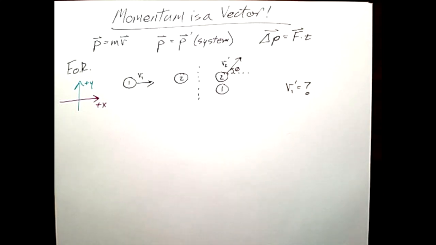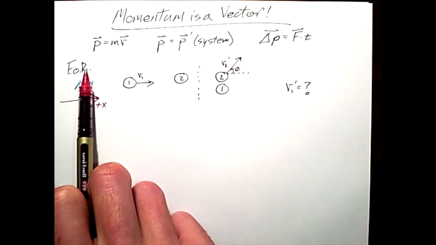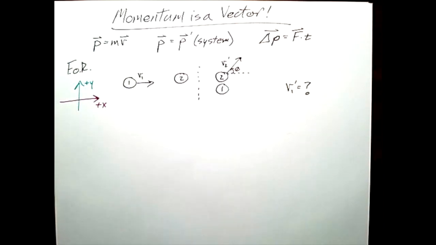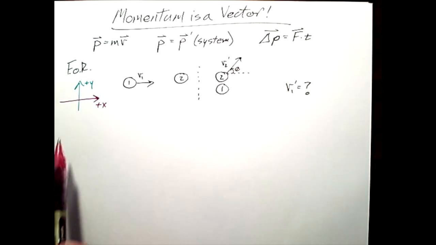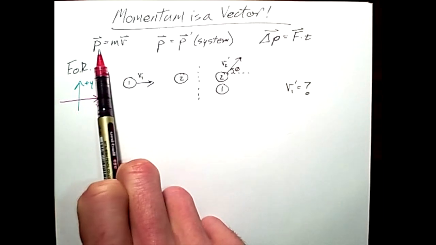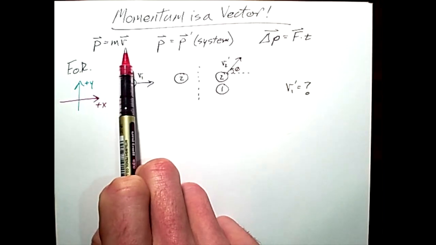So far we've discussed momentum as a vector in a linear direction, but it's possible for a collision to undergo a two-dimensional change. And so for this activity we're going to use a frame of reference where this direction is positive y and this direction is positive x.